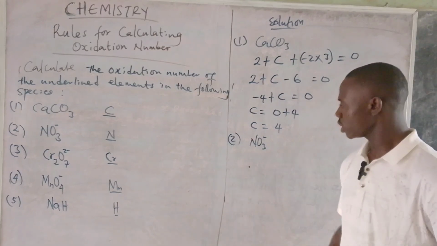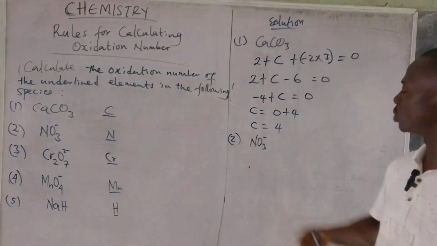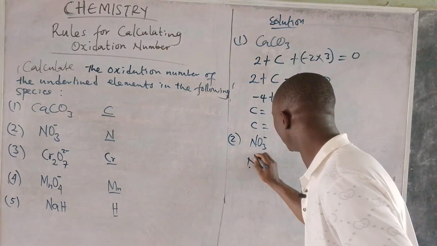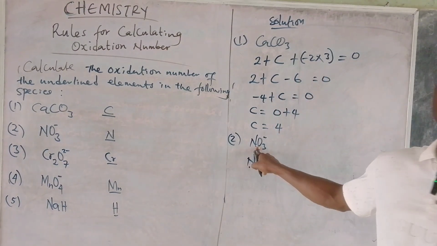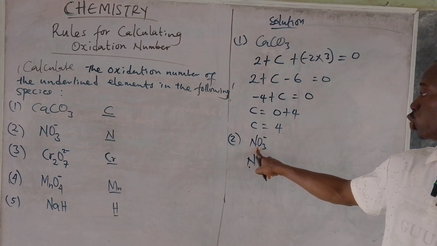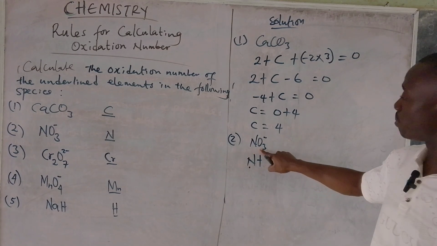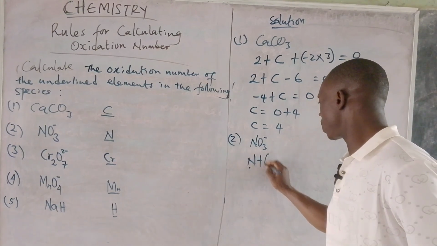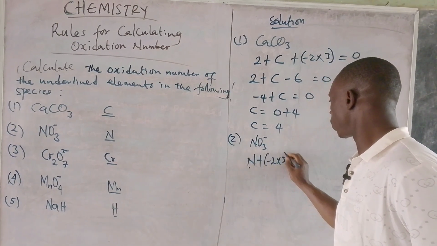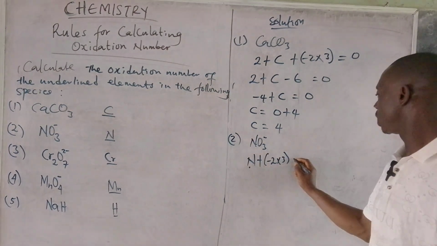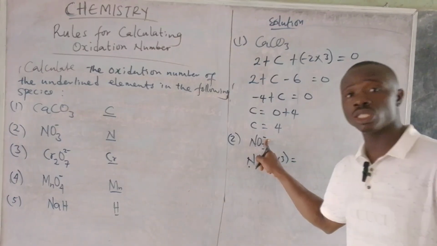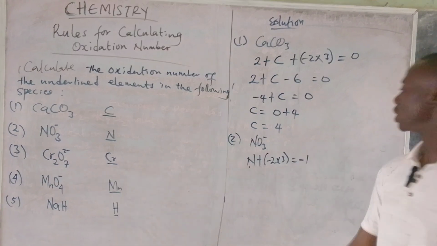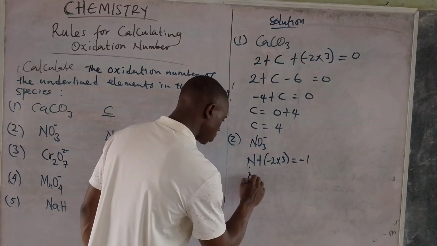All right. So how do we get the oxidation number of nitrogen? So we represent the oxidation number of nitrogen with N. Now we add it to the oxidation number of oxygen, which is -2. But that -2 has to be multiplied by the number of atoms of oxygen present in this compound. So that's going to be -2 times 3. And then everything equals the charge on this radical according to my rule, which is equal to -1. All right. So this is going to be nitrogen.